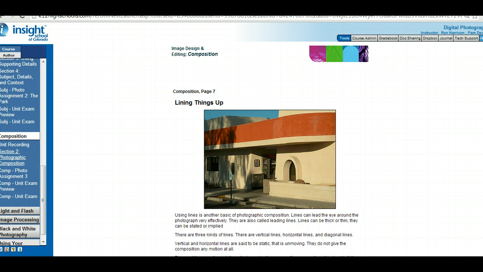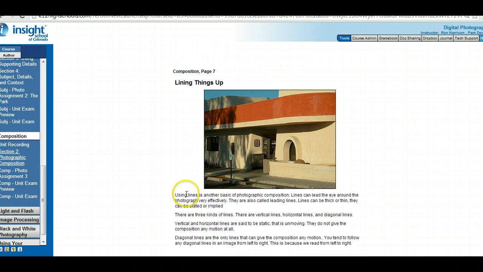So lining things up. Now we're going to talk about lines in pictures. Using lines is another basic of photographic composition. Lines can lead the eyes around the picture. So it's kind of neat. I look at this and I see this line right here, and it kind of leads my eyes into the picture, but I also see the shadow line and the sidewalk line. So this picture is kind of dynamic. This is much more interesting than if we were just standing directly in front and taking a picture, right? Taking it at this angle with these lines is pretty nice.